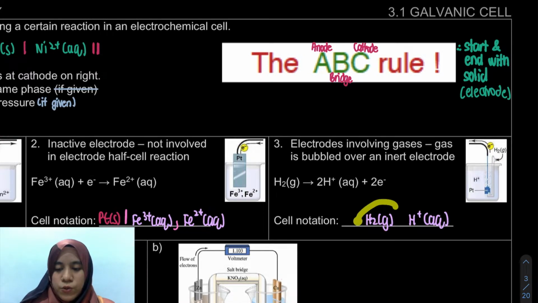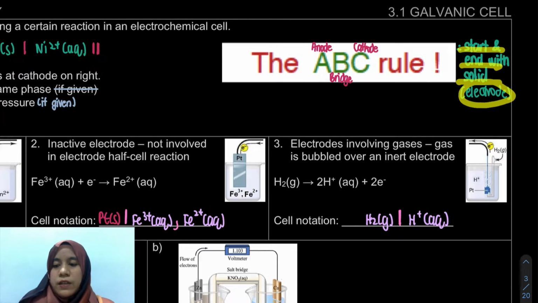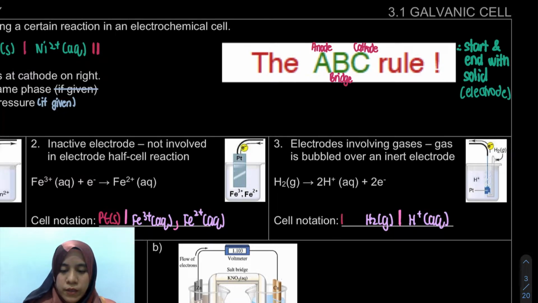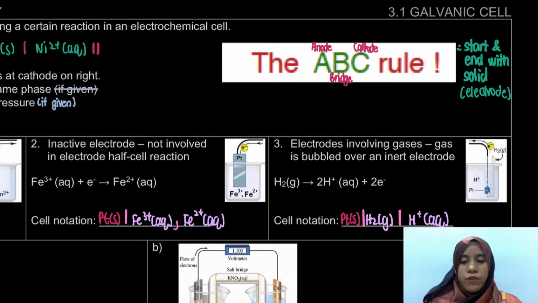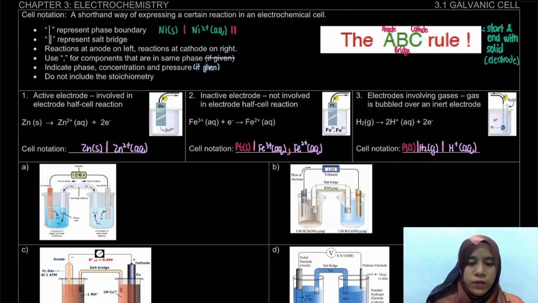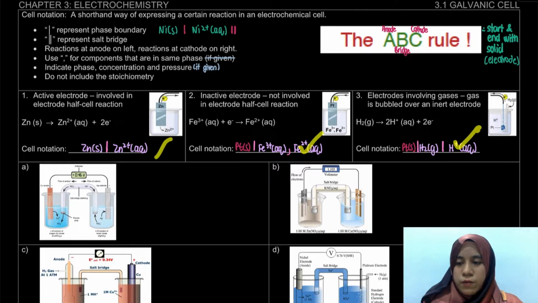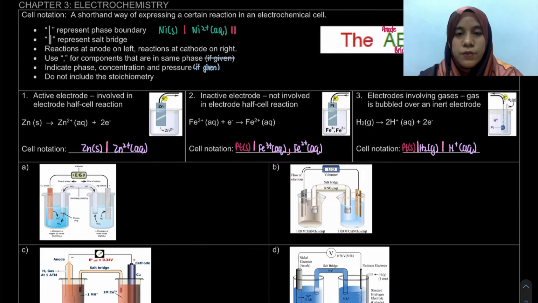Because we have 2 different phases, I'm just going to draw a line here. And then remember that you start and end with solid, which must be your electrode. So in this case, your electrode is still your platinum solid. Since this one has 2 different phases, we have to draw a line here. Okay, so that is for the general one. Usually this is the case where I've drawn for the anode. For the next example, we combine the anode and cathode from the equation, and then we will draw the cell notation. So let's start with example A here.